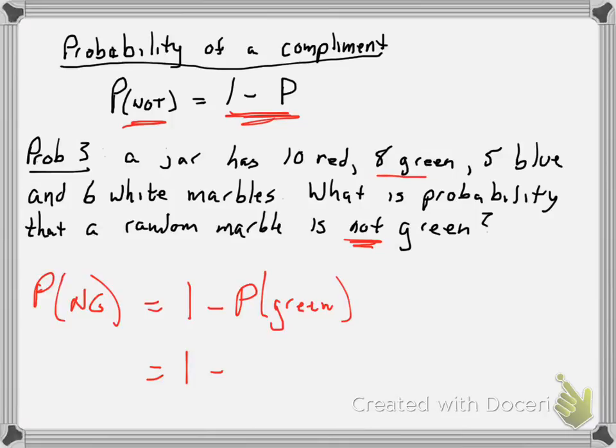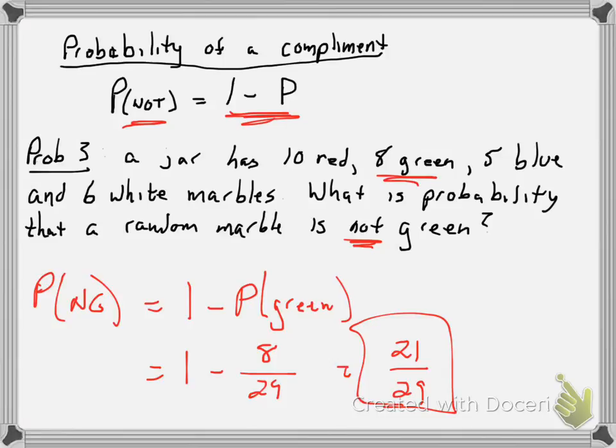Well, what we want to happen is 8 over the total number of marbles here. Well, you would do 10 plus 8 is 18 plus 11 is 29. So there's 29. So 1 minus 8 over 29, which gives me 21 over 29. That's my probability of not green in this case.